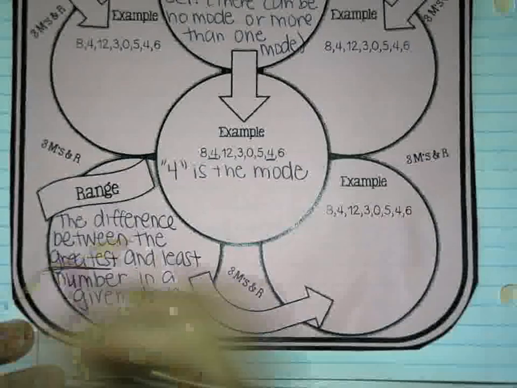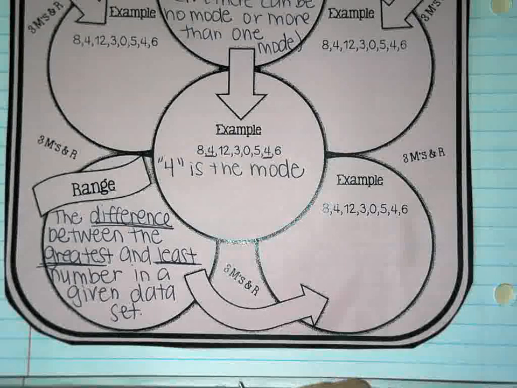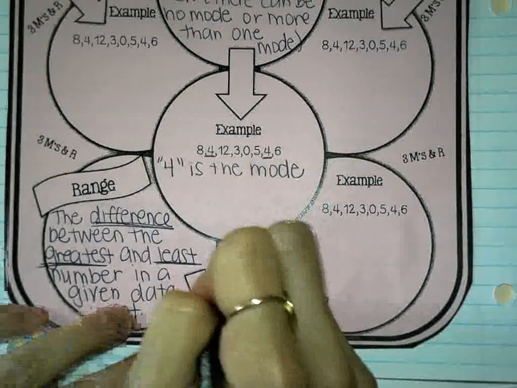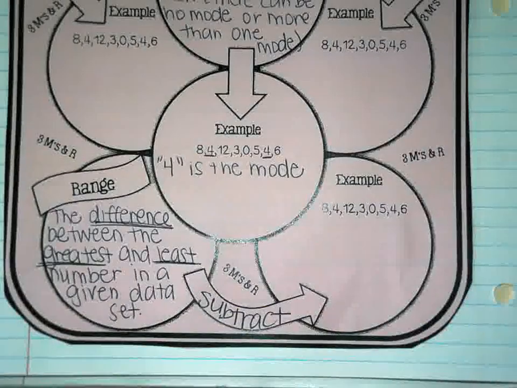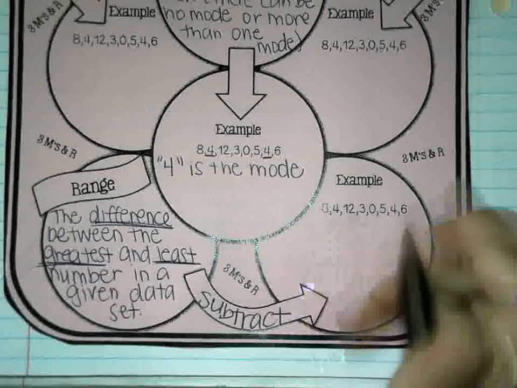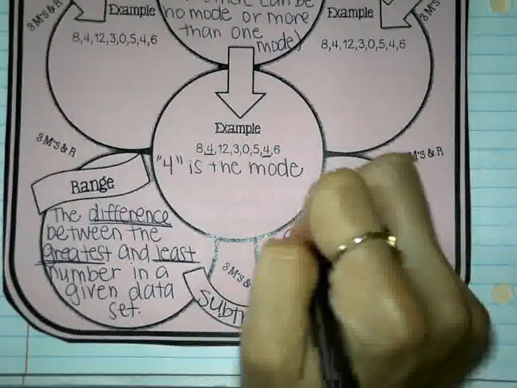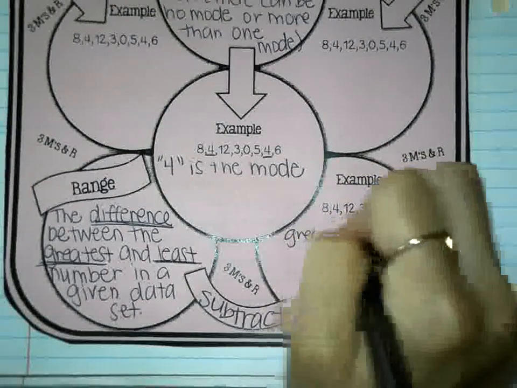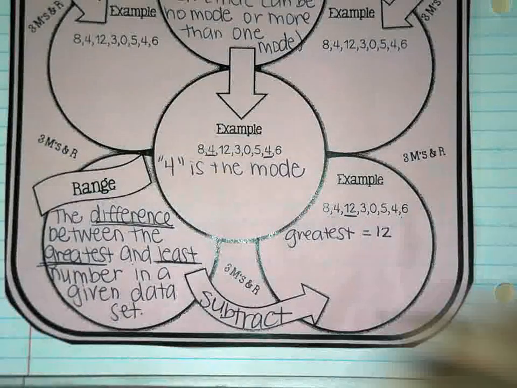So we need the greatest number, we need the least number, and we need to find the difference. Hopefully we all remember that difference means to subtract. So you are taking the greatest number and you are subtracting the smallest number from it. So I want to look over here at my numbers again. I need to find the greatest. The greatest number is 12. That's the largest number I see.